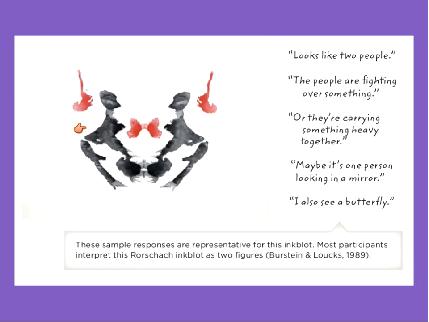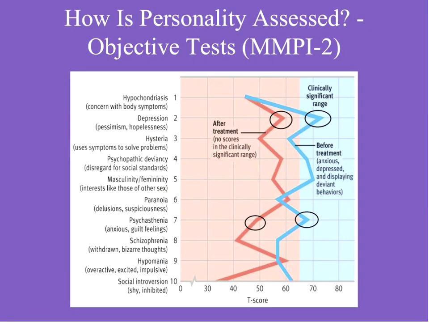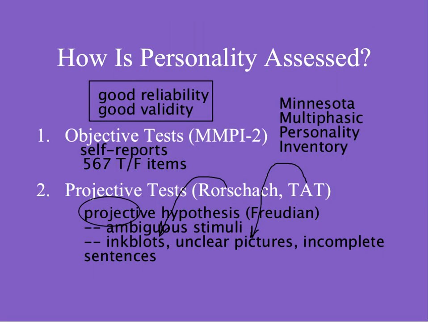Maybe it's a person looking in the mirror. You get that mirror response a lot because there's symmetry to these slides. Again, the ink is thrown on the page, it's folded in half, and makes it symmetrical then. See a butterfly. Where's the butterfly? Right in the middle here, maybe a red butterfly. Okay? That's how you administer this projective test, this Rorschach.